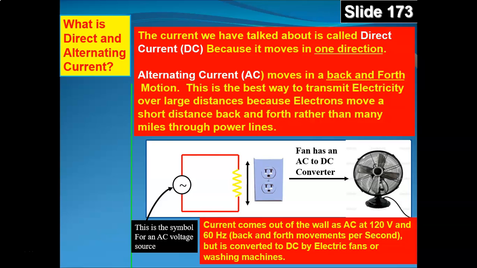Current comes out of the wall as AC at 120 volts. Again, those electrons are just moving back and forth. You can transfer the energy into an electric fan or into the San Diego trolley or a washing machine by doing that rather than having the electrons just moving in one direction. Current comes out of the wall as AC, alternating current, at 120 volts and 60 hertz. That means it moves back and forth 60 times every second. But it's converted to DC by the electric fans or the washing machines or whatever you're using. So they have a way to convert that into a direct current.